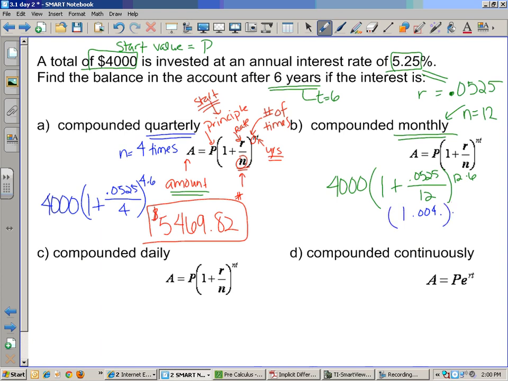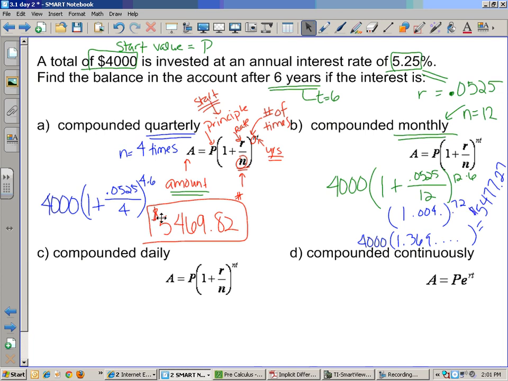Now I'm going to raise that to the 72nd power. When I do that, I get 1.369 and so on. Now I'm going to take that and multiply it by 4,000. And I'm going to get $5,477.27.